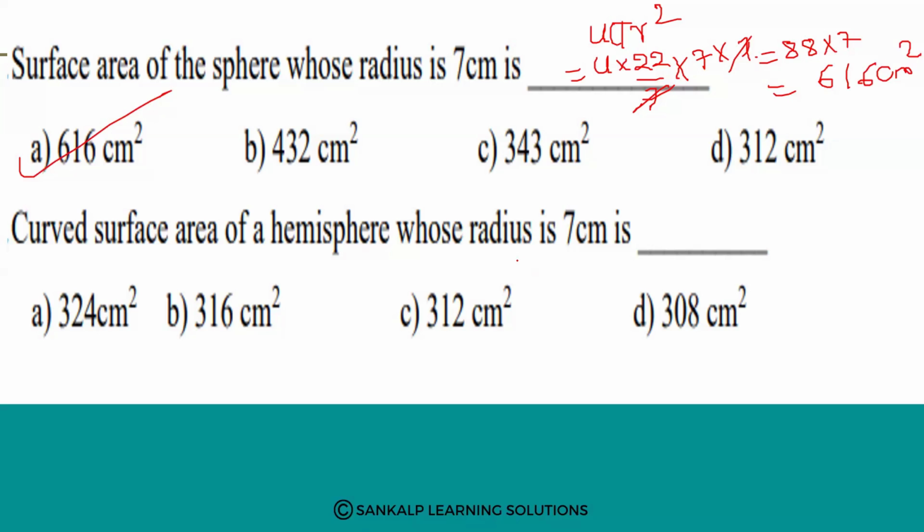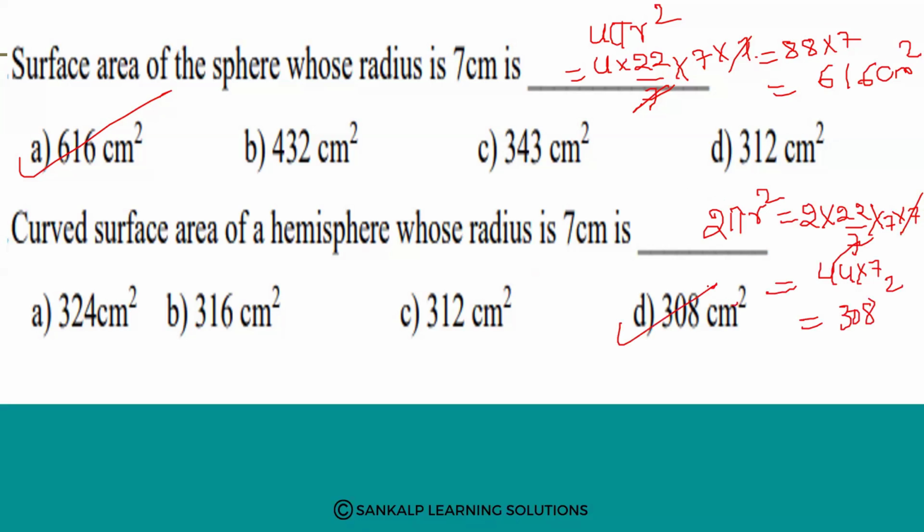The curved surface area of the hemisphere is 2 pi r square. So 2 into 22 divided by 7, and r square is 7 into 7. Here also a 7 will get cancelled. 22 into 2 is 44, 44 into 7. So 7 fours are 28 plus 2, that is 308 centimeter square.